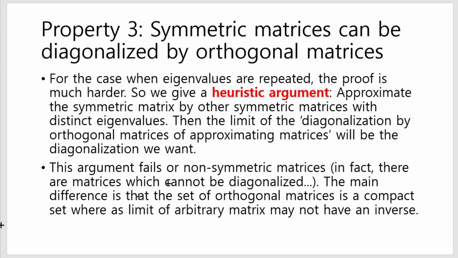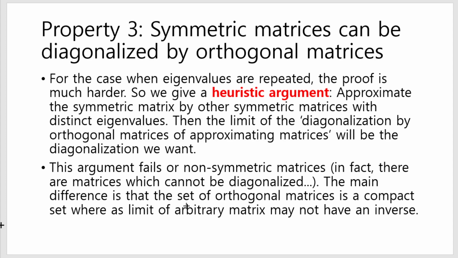But another thing I want to note is that you know that if matrices are not symmetric, there are matrices which cannot be diagonalized. So you might ask, how is it that you have this argument for symmetric matrices, but you don't have such an argument when it's not symmetric?